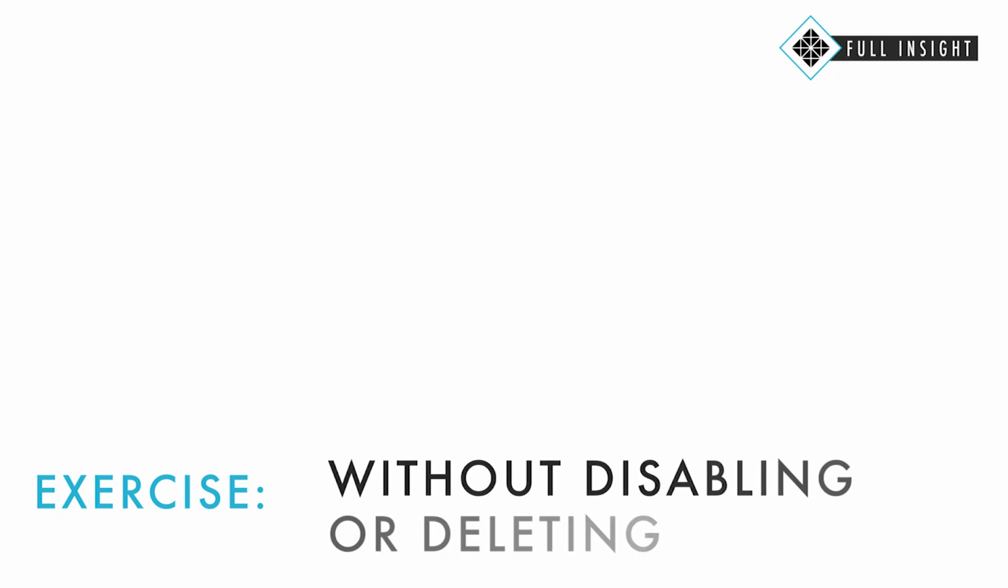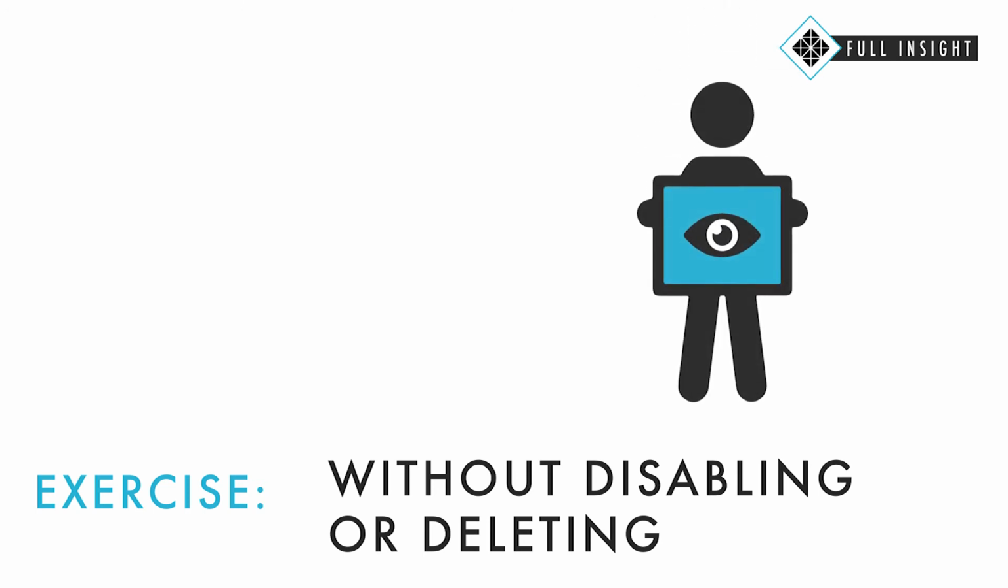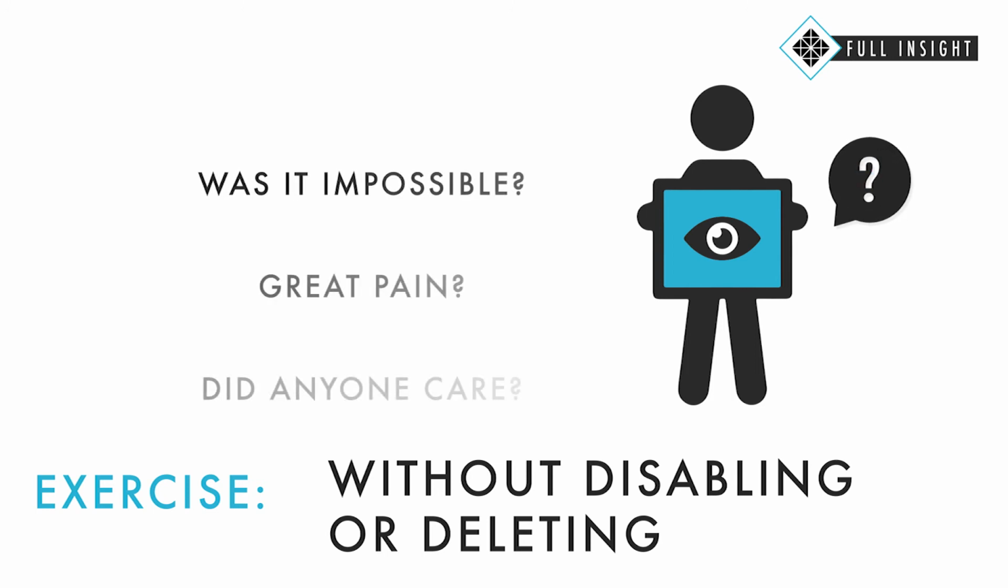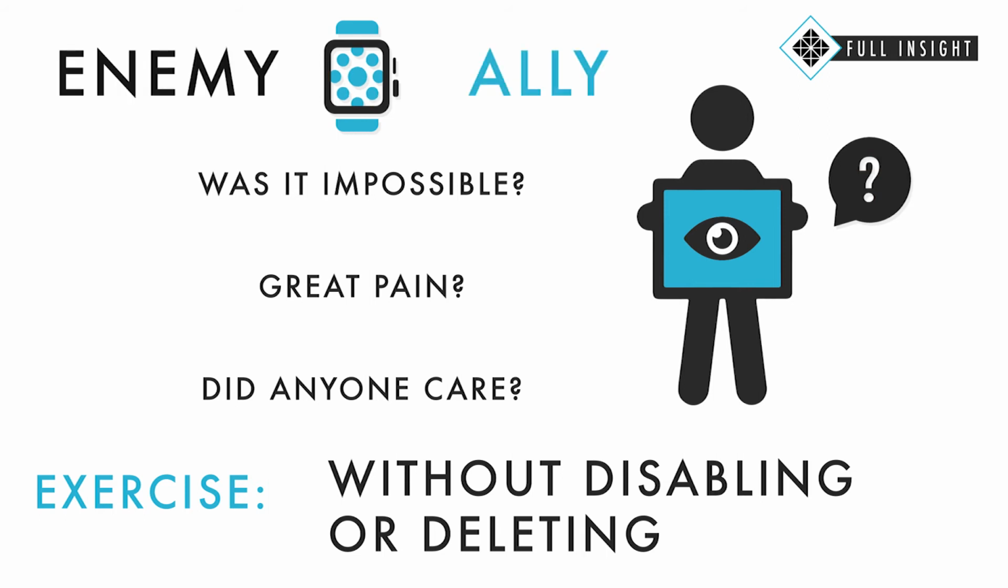Without disabling or deleting the app of your favorite social network, consciously try to stay away from it for 30 days. After the 30 days have passed, analyze the results. Was it impossible to keep away from it? Did it cause you great pain to leave it? Did anyone care that you were not connected during those 30 days? This detoxification process will help you realize that the world does not end when you leave the apps that make you waste your time. Remember, technology can be a great ally or a terrible enemy.